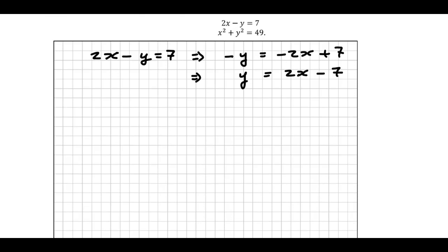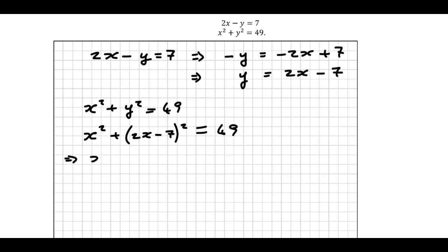So we've got to substitute the 2x minus 7 into x squared plus y squared is equal to 49. So let's do that. We have our x squared plus our y, which is now 2x minus 7, which we've got to square, and that's equal to 49. So let's just multiply this out. We have x squared plus, now the 2x minus 7 squared is just going to be 2x minus 7 times 2x minus 7. So you've got to multiply each term by each term. The first thing we're going to do is multiply 2x times 2x. So that's 4x squared.